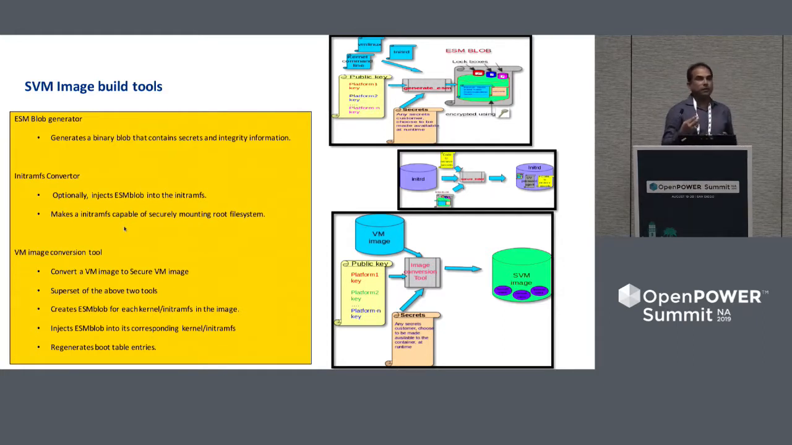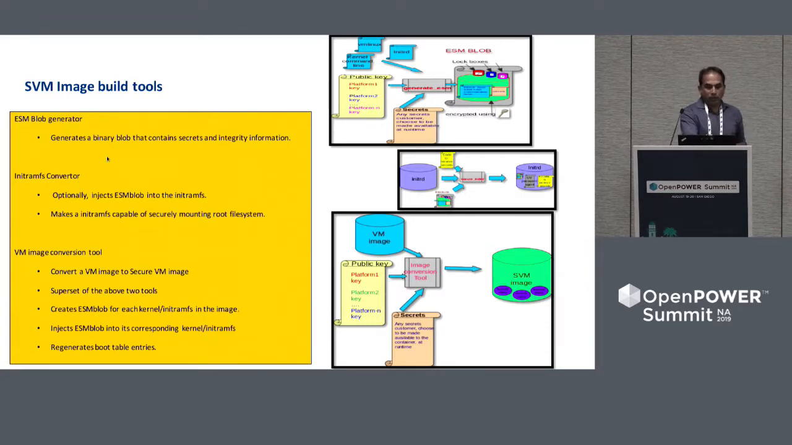And then also it adds some more scripting inside the initRD to help it mount the root file system when the virtual machine turns secure and wants to mount the root file system. At that point in time, it needs the password. That password has to be got from the Ultravisor. So for that, we need some scripts in the initramfs to do that. So we have this tool which will put those scripts into the initramfs.